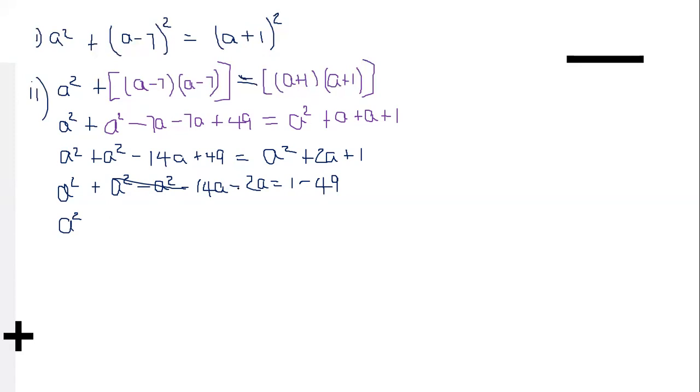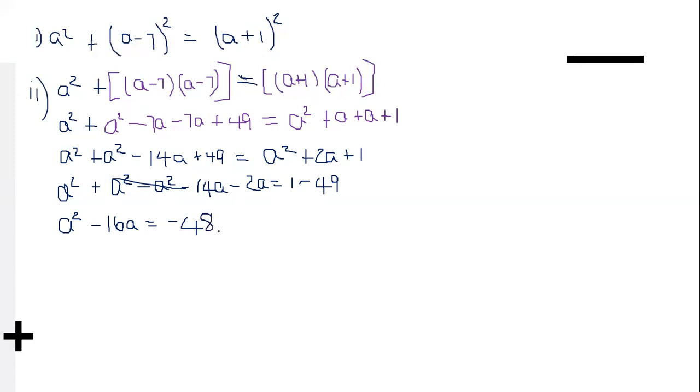So minus 14a minus 2a. How much is that? That's going to be minus 16a. Cool? When you add up with negatives, that's important. And that's going to be equal to 1 minus 49, which gives us negative 48. Now we are trying to solve for a.